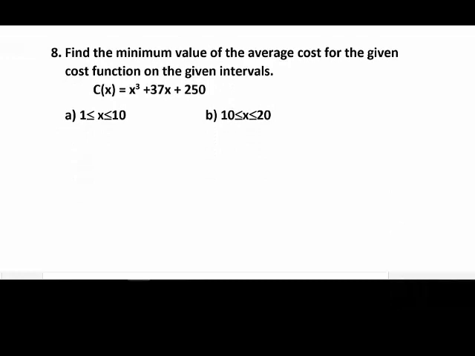Going to the last problem here, number 8, we do have a word problem again. We have a minimum value we're looking for. Okay. Notice the keyword there is average cost. So remember what we have to do to get the average cost, and we have two different intervals. So average cost, remember, means divide by x.